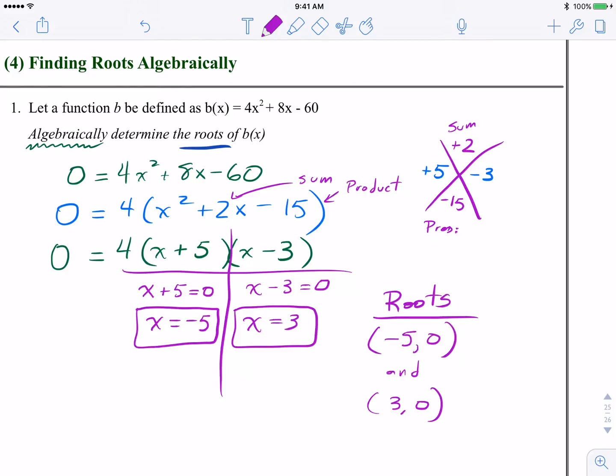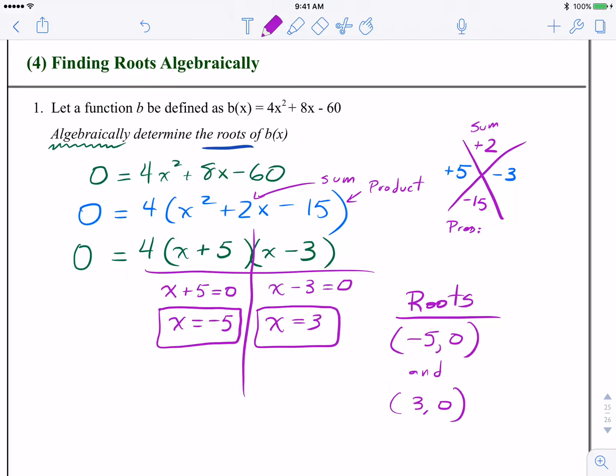I don't have a graphing calculator feature on my iPad, but you could certainly type in the original. Whenever you're checking something, you want to check with the original. Type in the original function and go into your table. You type it into y equals, then hit second graph to get that table. There are no decimals, so you're going to see these clear as day if you just scroll up and down. Next to negative 5, you should verify a 0, and next to 3, you should also see a 0.